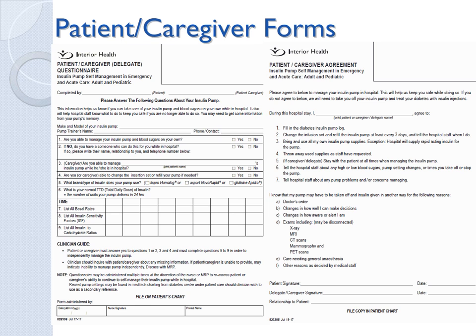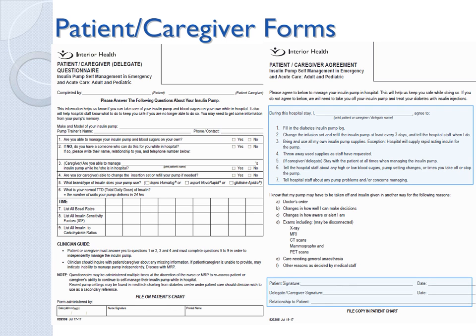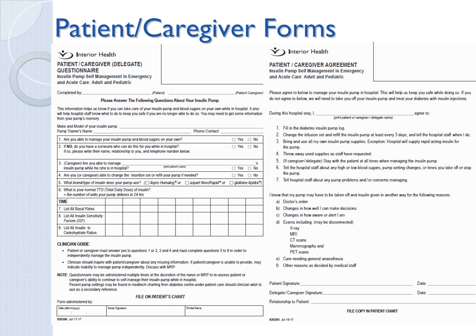The second form, the patient caregiver agreement, is signed, and the patient acknowledges that they will complete the insulin pump log. They will report any problems with the pump to the hospital staff and physician, and they will supply all their own insulin pump requirements during their hospital stay, such as insulin reservoirs, tubing, and sets. The hospital will supply rapid-acting insulin aspart for the pump.